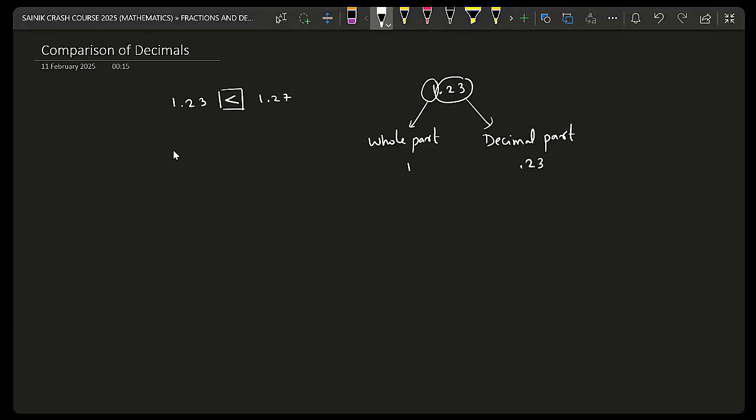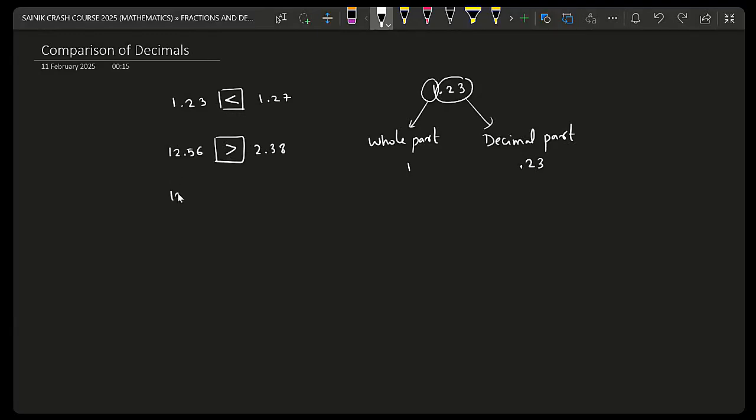For example, you have 12.56 and you want to compare 2.38. What I said, first compare the whole parts. So here the whole part is 12, here the whole part is 2. Between 12 and 2, what is the comparison that we can do? Greater than. So without looking at the decimal part, we can write it.